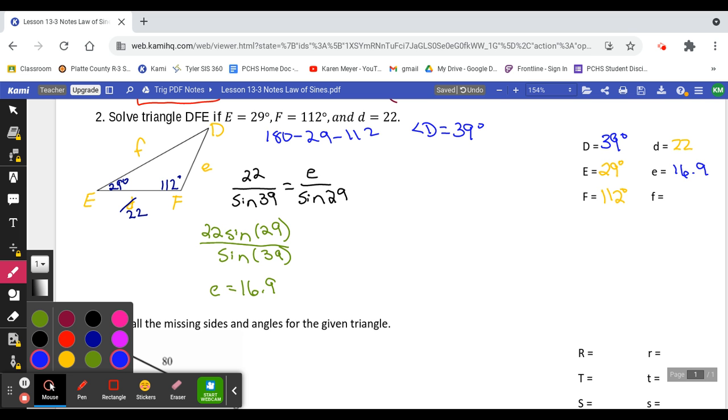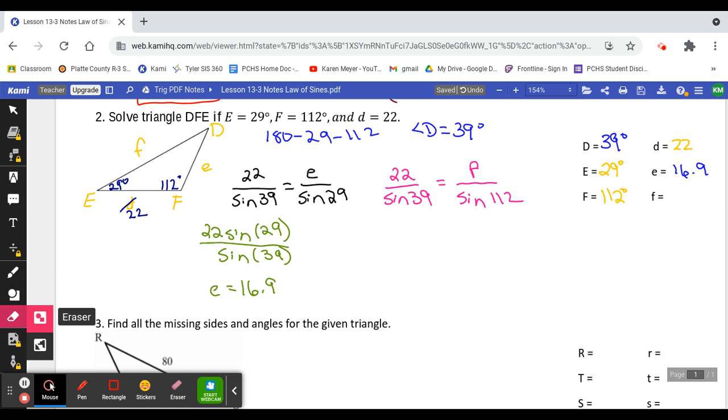So what we have to do is we have to set up the law of sines again. So once again, I'm going to go back to the one I knew both, which was D. So 22 over sine of 39 equals, this time let's go with little f. So I have little f over sine of big F, which is 112. Let me erase my little f. That doesn't look very good. Sorry about that. See if this looks a little bit better. There we go. All right.